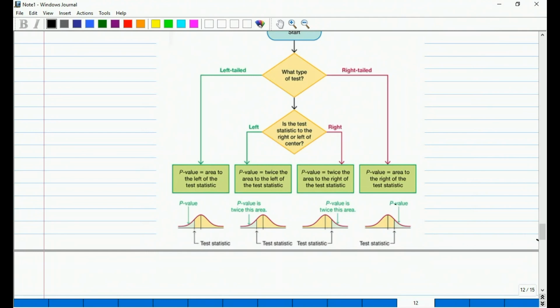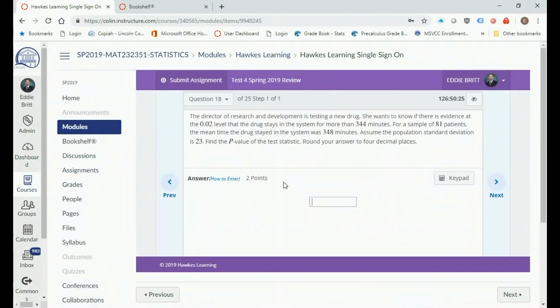All right. So the p-value is going to be 1 minus 0.9418. Let me do that in a calculator. All right, and I got 0.0582. So let's make sure we see how many places it says to round to, but that's the exact answer. I'd imagine it wants that. All right, so let's go here, round to 4 places. That's right, so 0.0582.